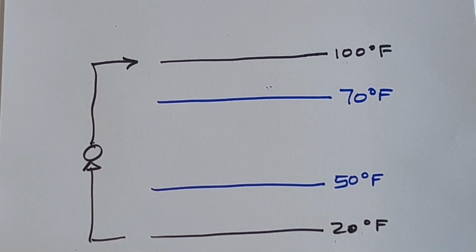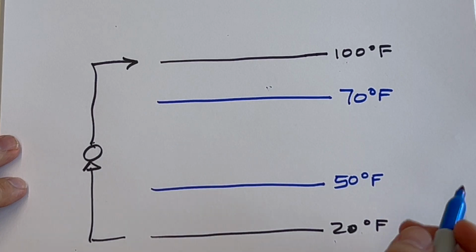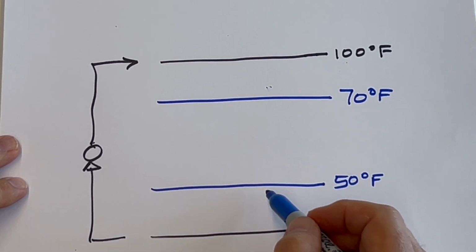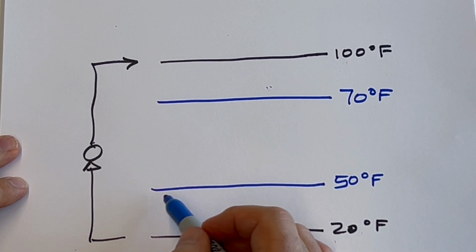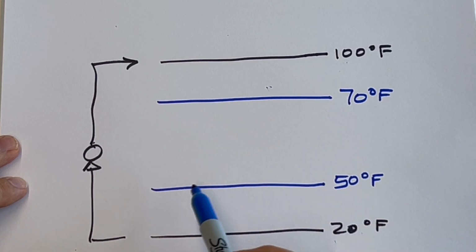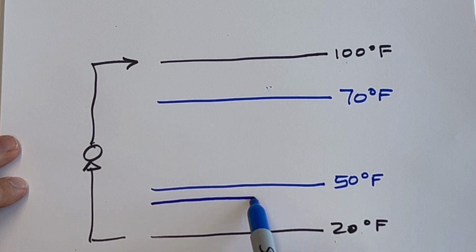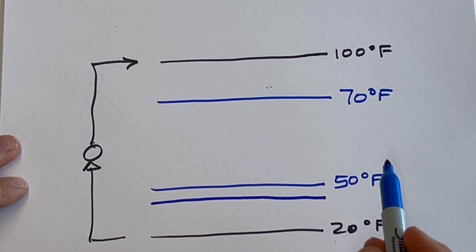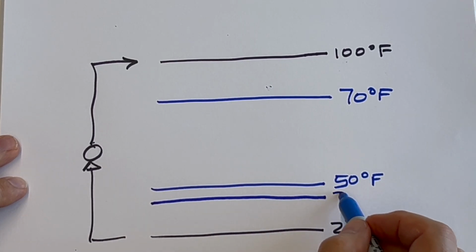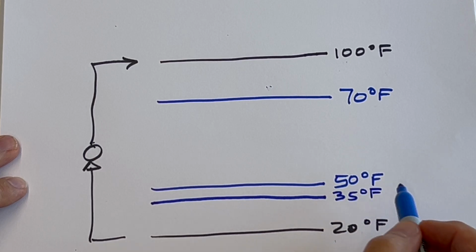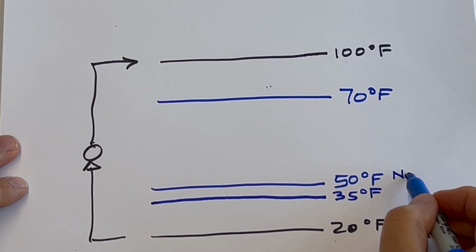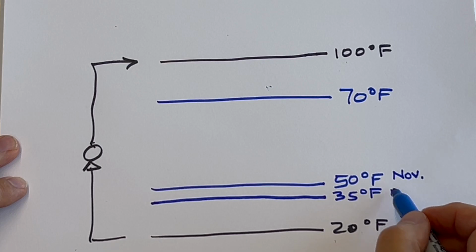Now, as we move through the winter, the ground and the water that's returning from the ground to the heat pump goes down. As the winter progresses, as we move through January towards February and March, this can actually get colder, and it can go as low as 30 degrees, 40 degrees. Let's say it's 35 degrees. This is in November, and here we are in March.